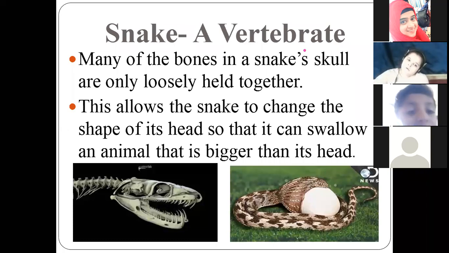You can see in the picture that here is a skull shape in front of you, the black one, and on the right hand side there is a big open mouth of a snake that is having an egg inside its mouth.